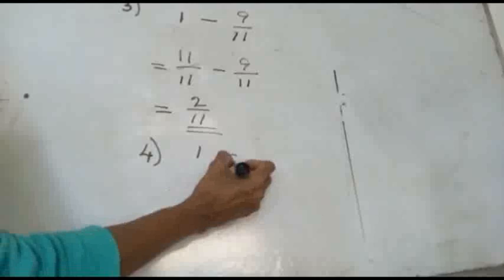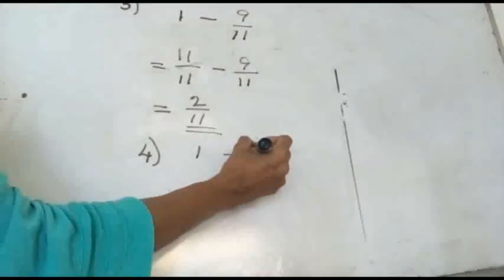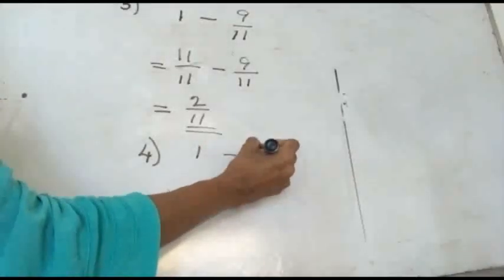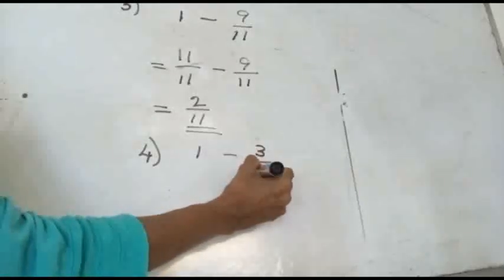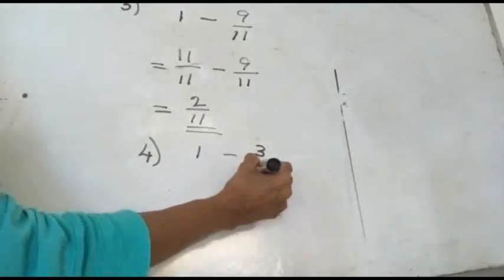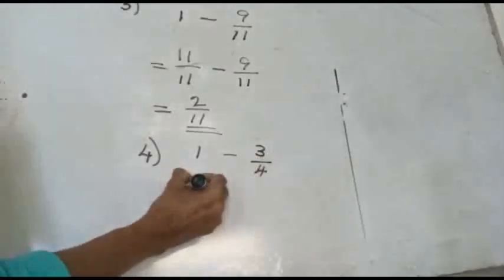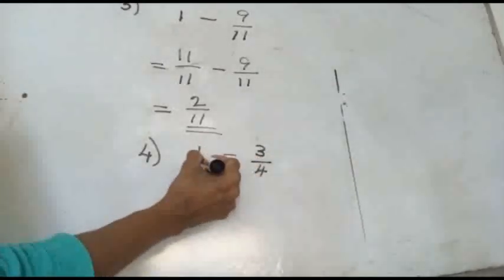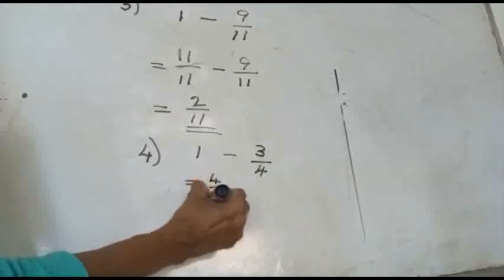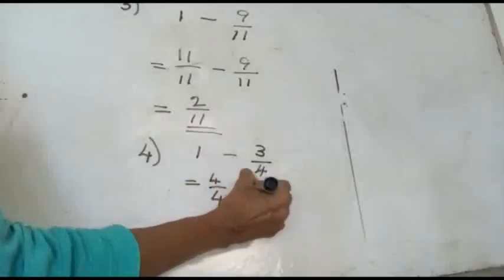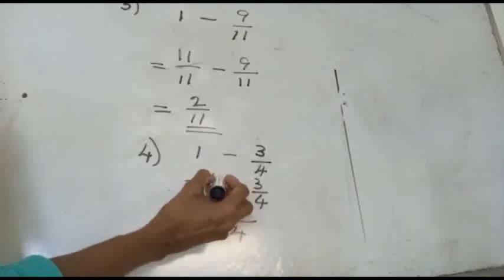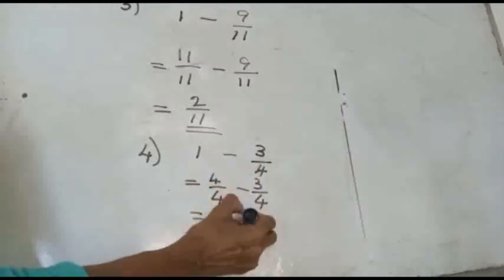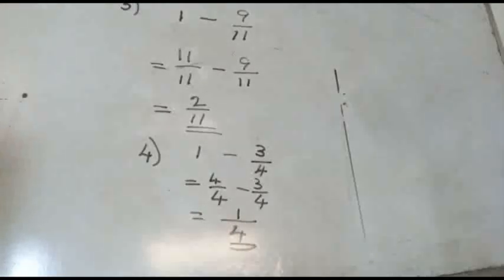1 subtract 3 over 4. Here denominator is 4. Then we write 1 is equal to 4 over 4. Subtract 3 over 4. Denominator is equal 4. 4 subtract 3 is equal to 1. 1 fourth.